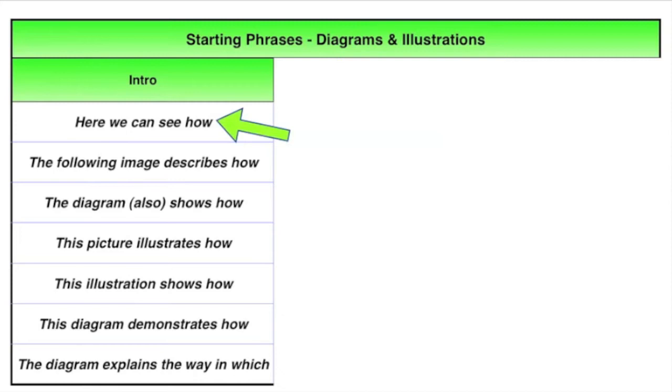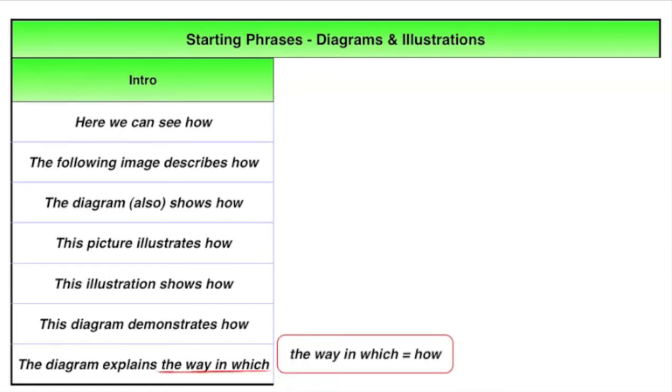So starting phrases in diagrams and illustrations are very useful, but they're also very simple. Here we can see how. The following image describes how. The diagram also shows how. This picture illustrates how. This illustration shows how. This diagram demonstrates how. And the diagram explains the way in which.